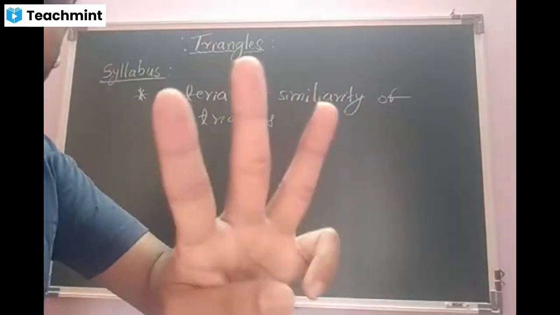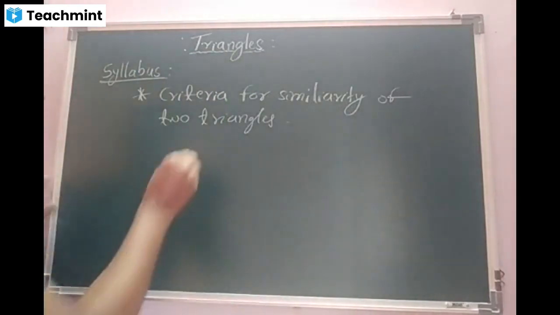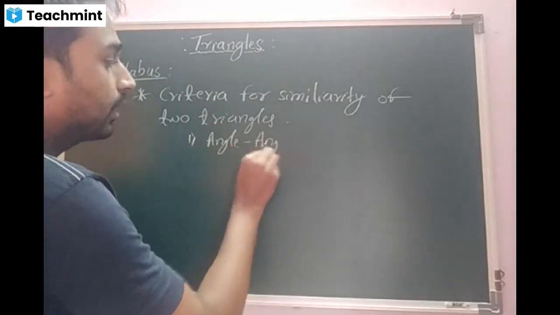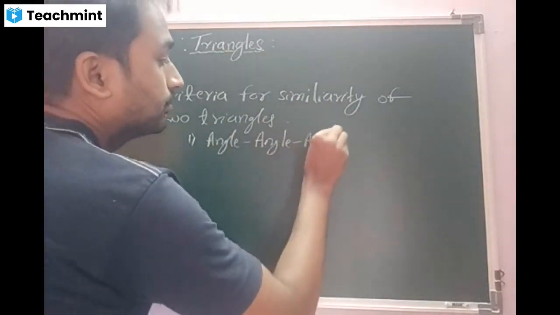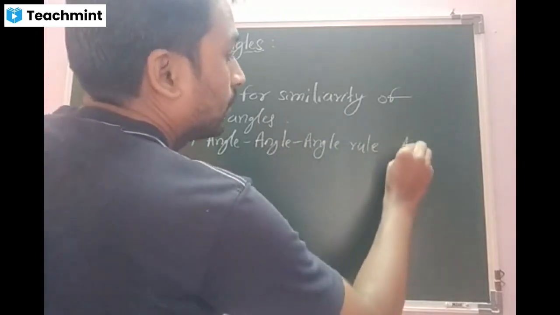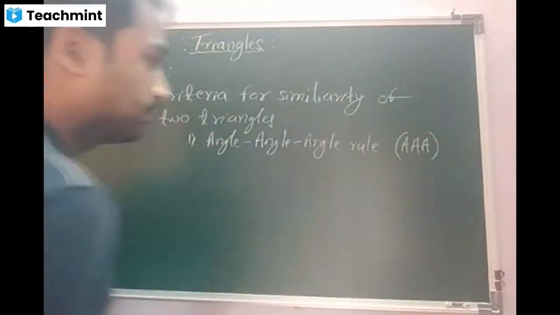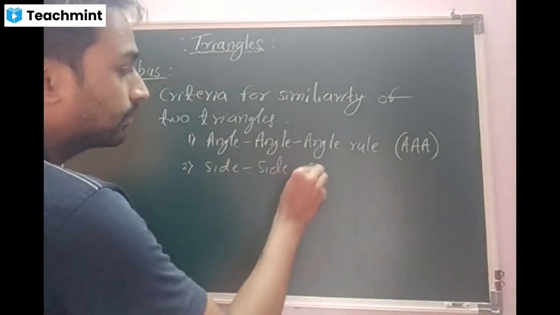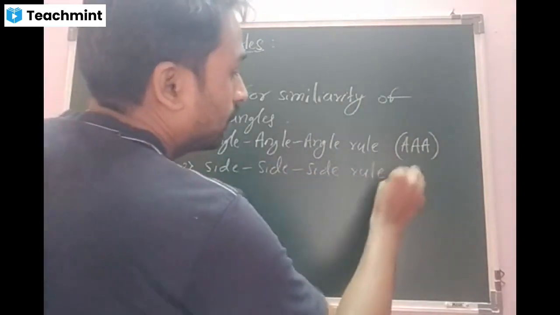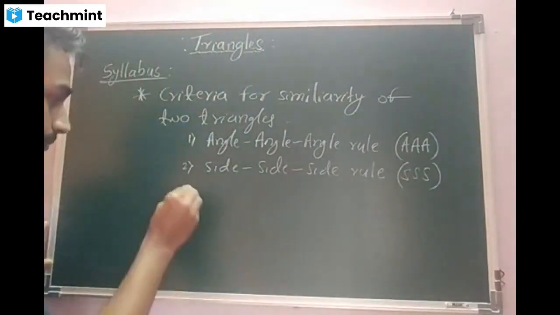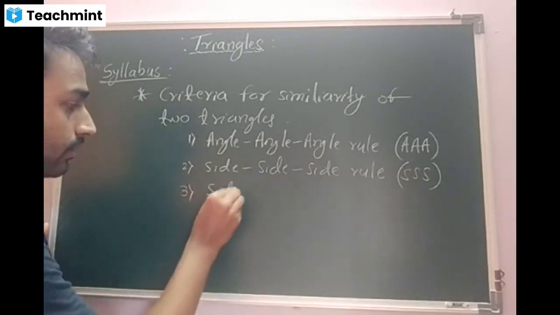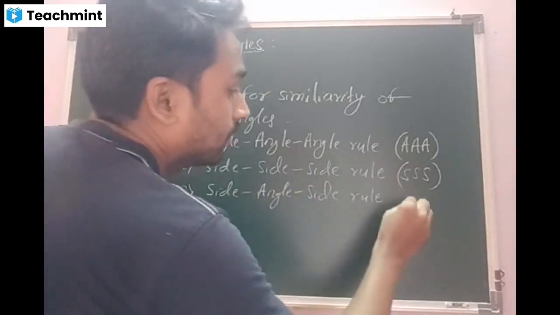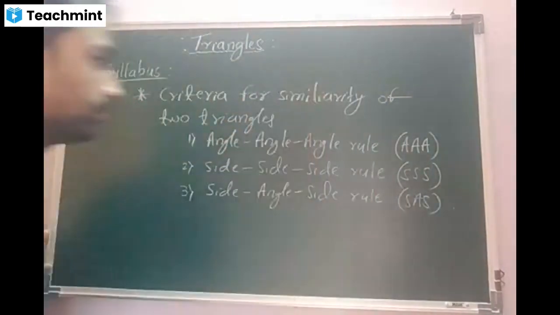In this, there are three criteria which we have to study in detail. Number one, angle, angle, angle rule. In short, we call it AAA rule. Then the second one, side, side, side rule. In short, we call it SSS rule. Then number three, side, angle, side rule. In short, we call it SAS rule.